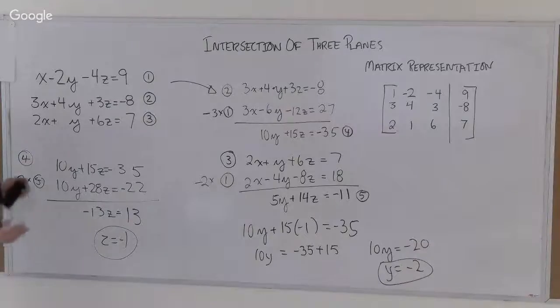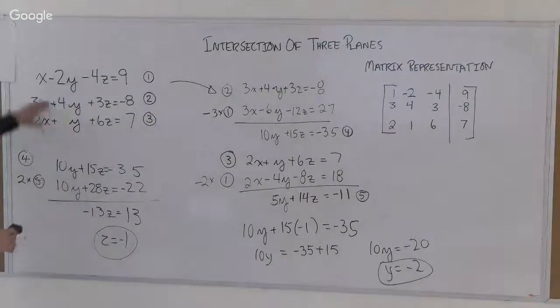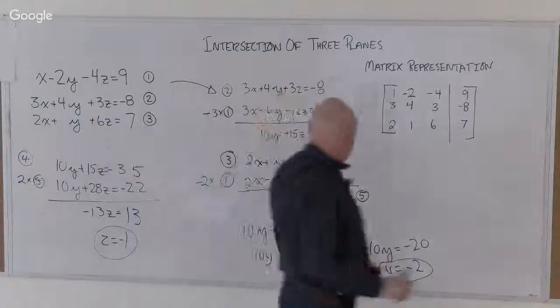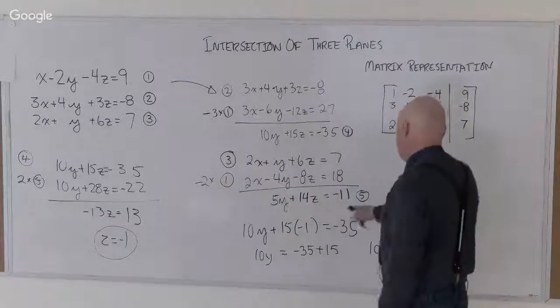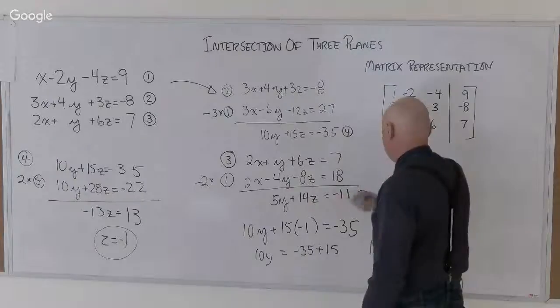Now I can substitute back into any equation. Okay. Any of the original equations? Yes, so now I'm going to have to go back into one of the originals just because it involves an X. So I'm going to use number 1. So, no, sorry, Z is negative 1.